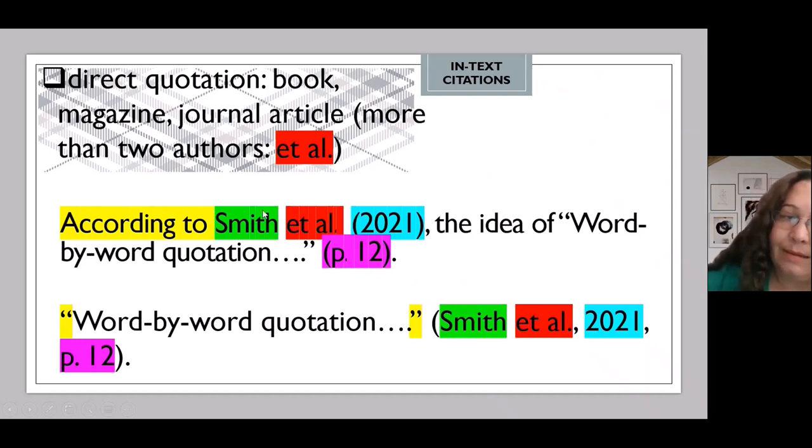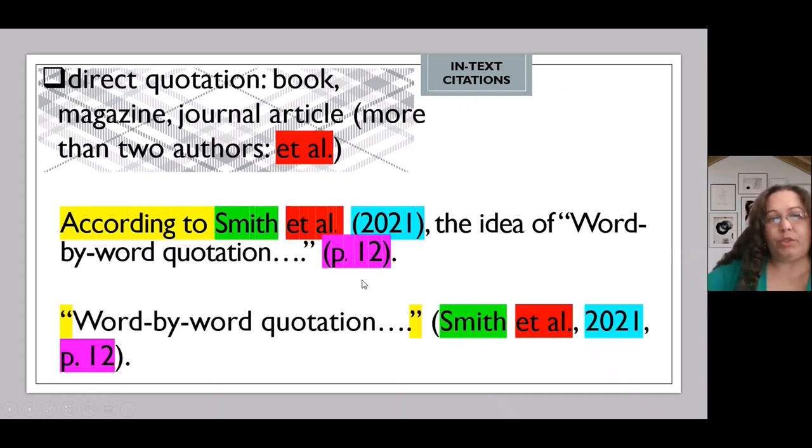Therefore, we're going to present the last name of the first author and others, but we're going to say it with the Latin expression, "et al." Therefore, we have an introductory phrase: according to Smith et al., open parenthesis, year of publication, close parenthesis, comma, present the quote, word-by-word quotation, open quotation marks, at the end, close the quotation marks, in parentheses, the page number where this quote appears in the book or article of the journal, magazine, newspaper, etc., close parenthesis, period.